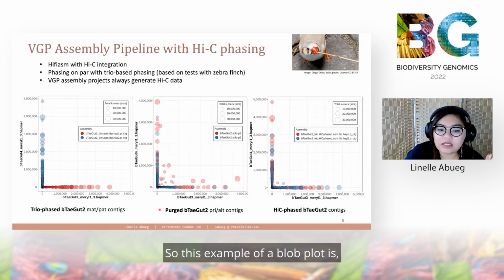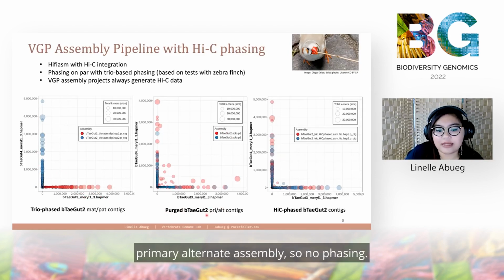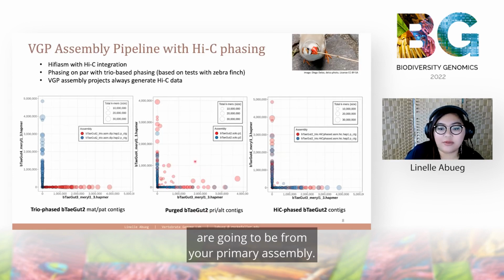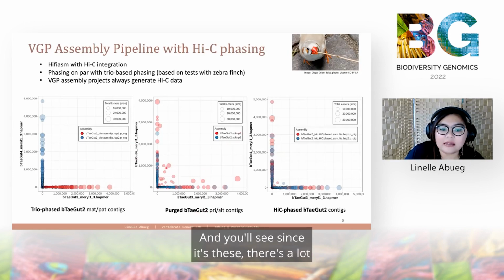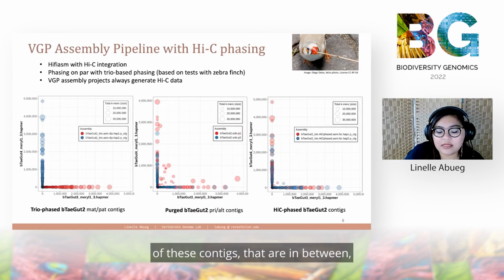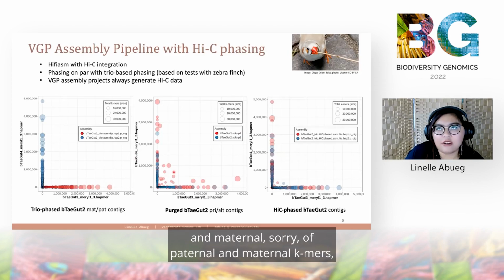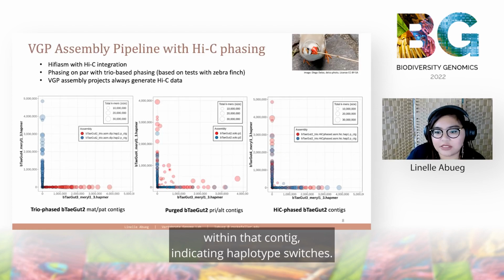So this example of a blob plot is from a primary alternate assembly, so no phasing. It's a pseudohaplotype assembly, and this is post-purging. So the red blobs are going to be from your primary assembly. And you'll see there are a lot of these contigs in between the X and Y axes, indicating there's a mix of paternal and maternal k-mers within that contig, indicating haplotype switches.